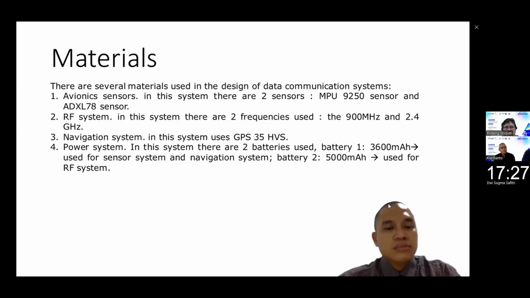Number three, navigation system. In the system, the GPS 35 XVS is used. Number four, power system. In the system, there are two batteries used. Battery one, 3,600 milliampere hour, used for the sensor system and navigation system. Battery two, 5,000 milliampere hour, used for the RF system.